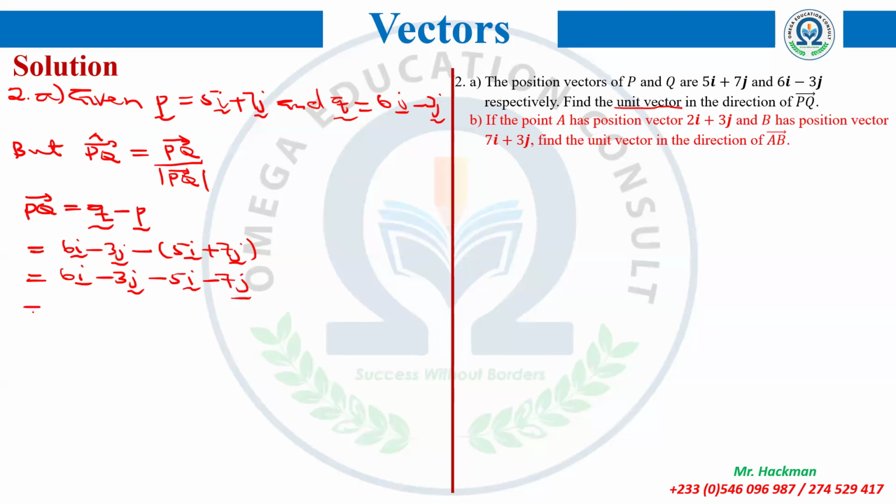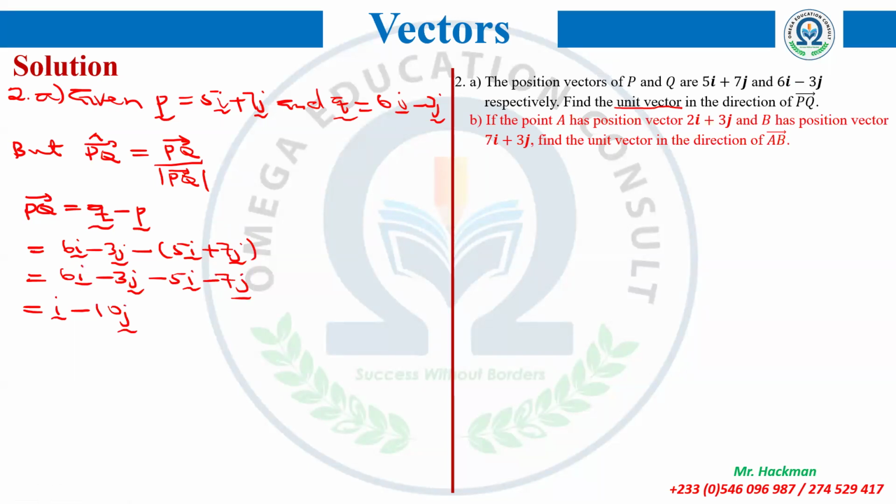So at this point, you come and combine. 6I minus 5I will give you 1I. I won't write the 1, so I'll write I tilde. Then minus 3J minus 7J, that will give me minus 10J. All correct.